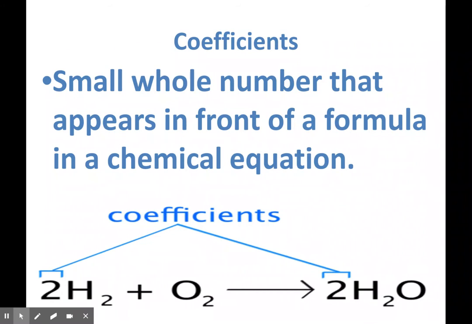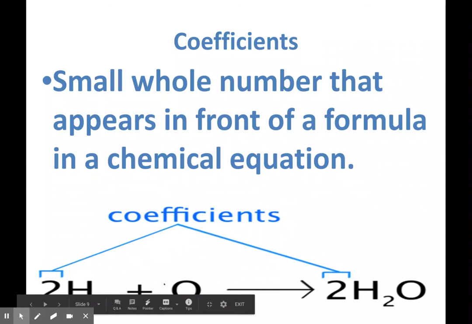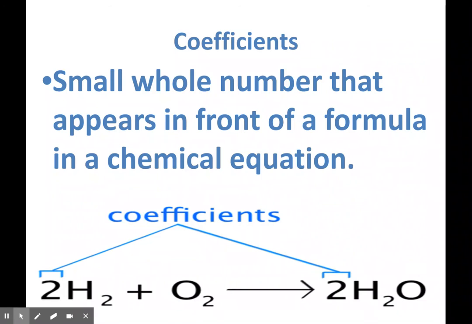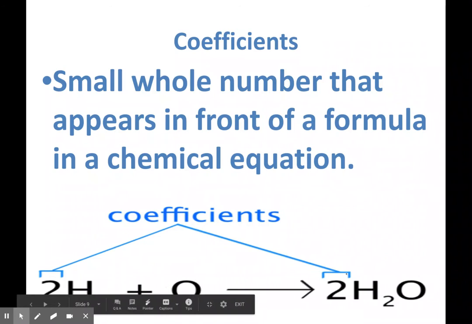Coefficients are going to be something new that we'll use in this chapter. Those are going to be the whole numbers that will be placed before the formulas in a chemical equation. Now, these are whole numbers and they're typically small numbers, by small number, typically less than 20. We may have 25, I think, on one of our problems in the homework. But you're not going to have like 100 or 200 typically. So these are going to be small numbers that are placed in front of the formula.